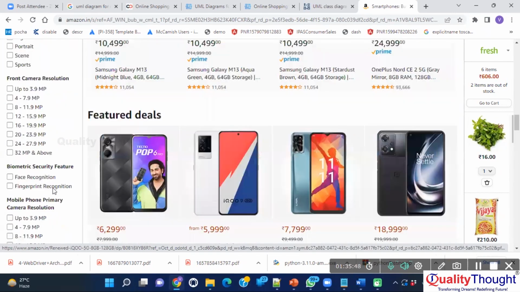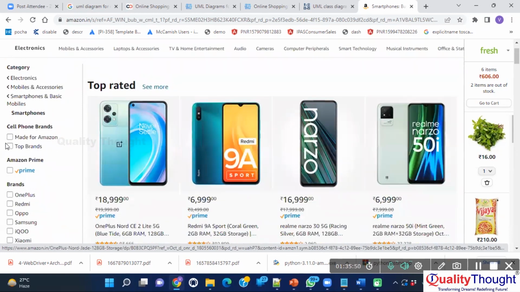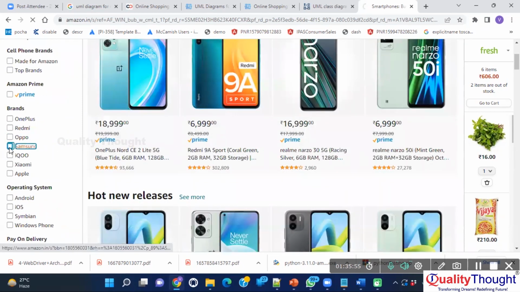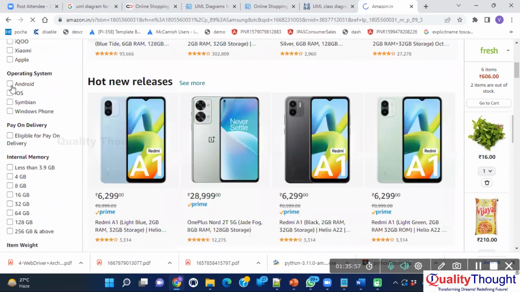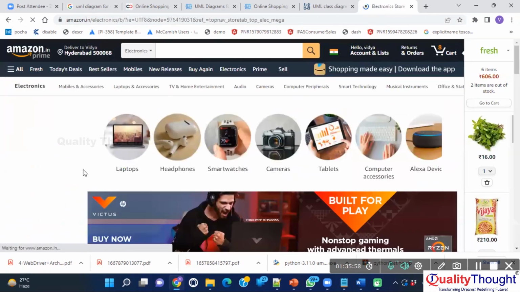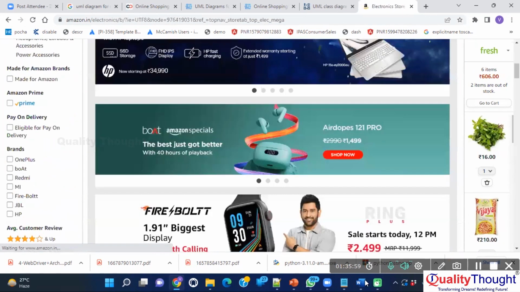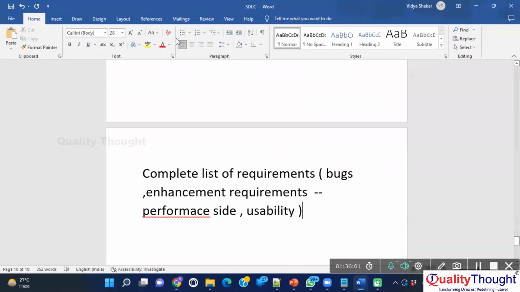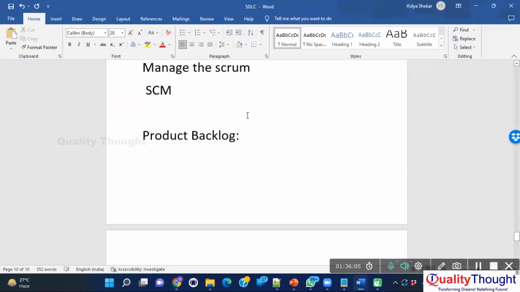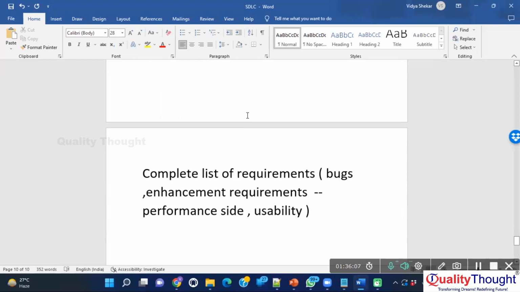Usability, it should be very easy to navigate. Like it is showing me all the brands here. Usability wise, it is very good. I can filter it very well. So these are some of the enhanced requirements. So what do you mean by product backlog? It contains all the requirements.